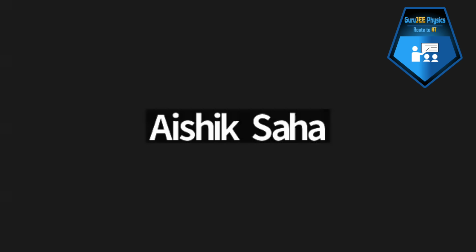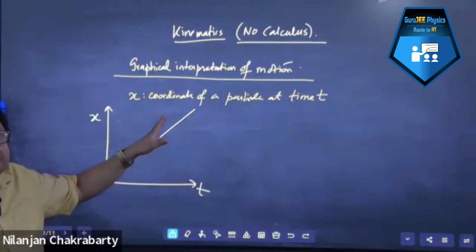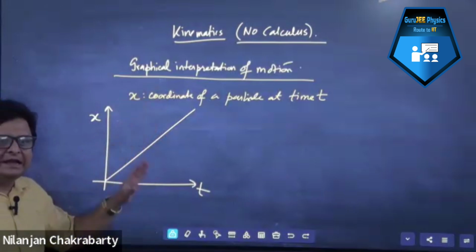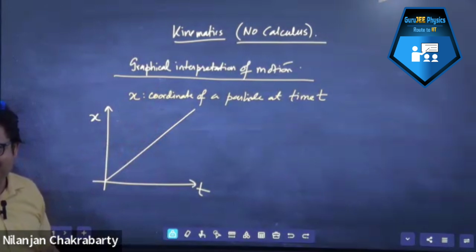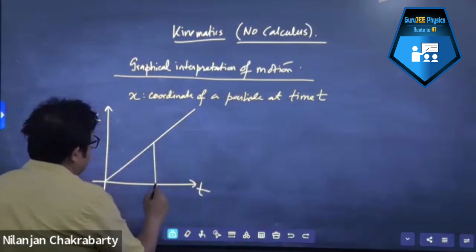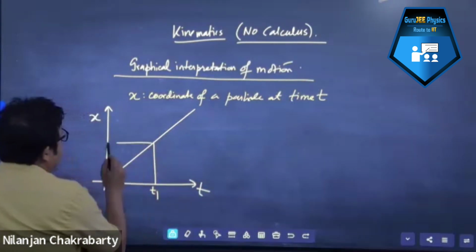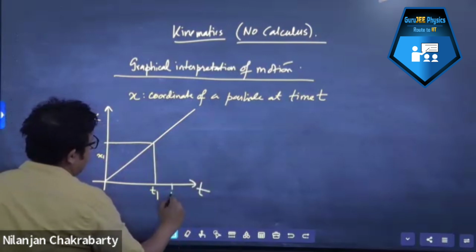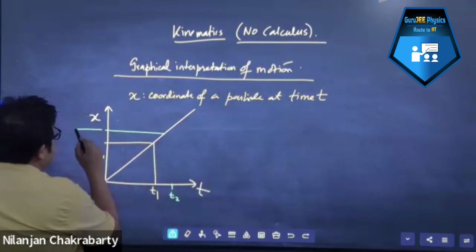Yes, it is a graph of velocity. It is an x coordinate, that means the particle is moving in a straight line. It is not moving on a slope, the graph is sloping. Here is x and here is time. See, with time x is increasing. Now let us take any time, say t1, at t1 it is x1, and let's take another time t2, and this is x2.